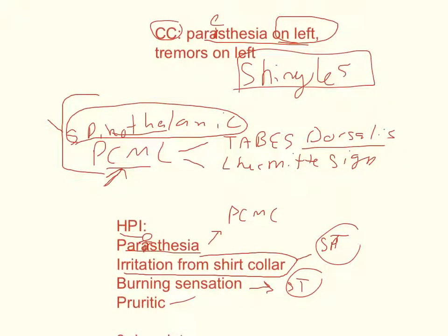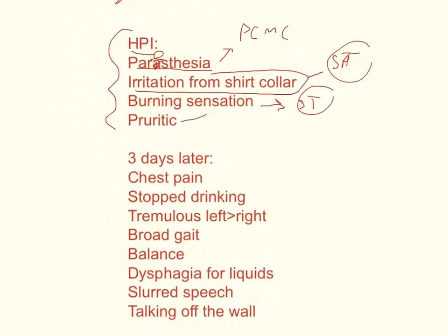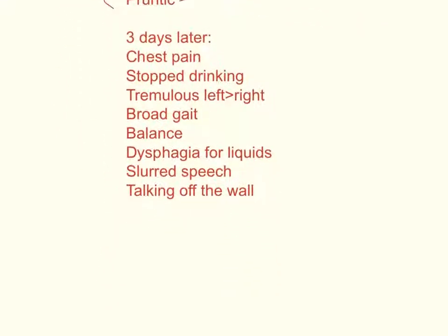So this is the initial history. It was about 7 or 8 days ago, and then 3 days after that initial stuff happened, you come in and you see that he had chest pain that he went to the ER for. They did creatine kinase and troponin, all the enzymes, and found there was no MI. So they gave him some medicine and sent him home. At that time he stopped drinking, and that's when he began to become tremulous.